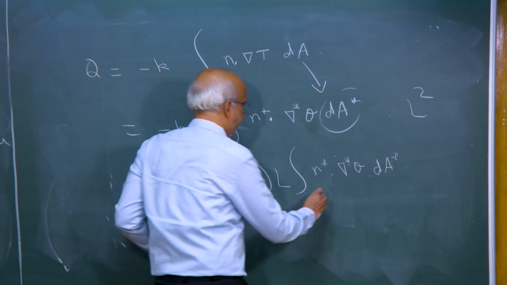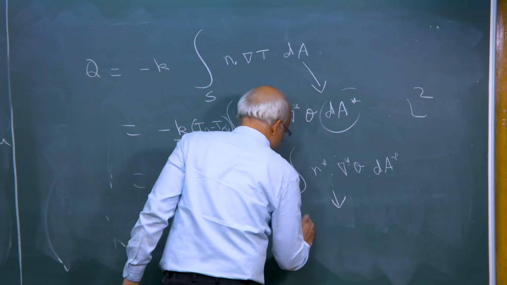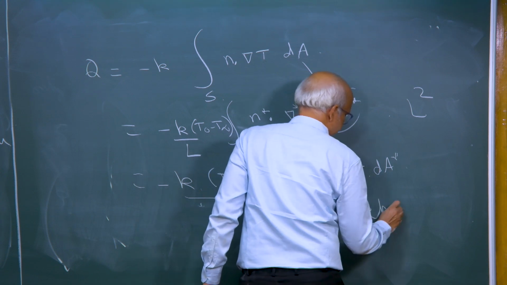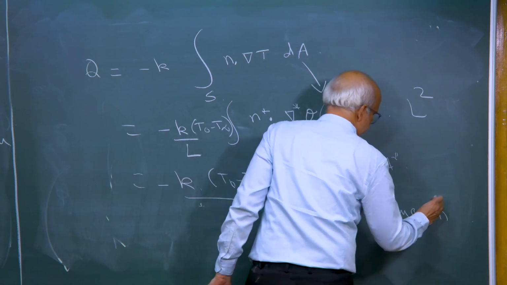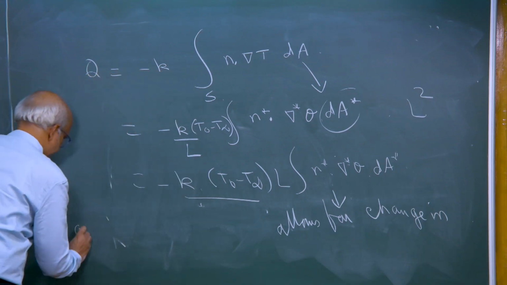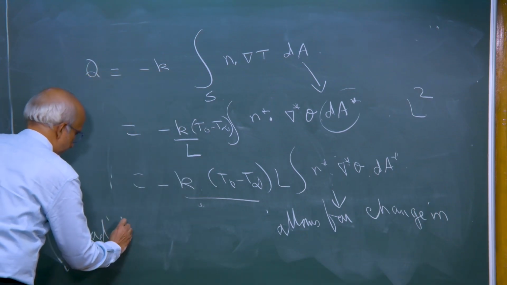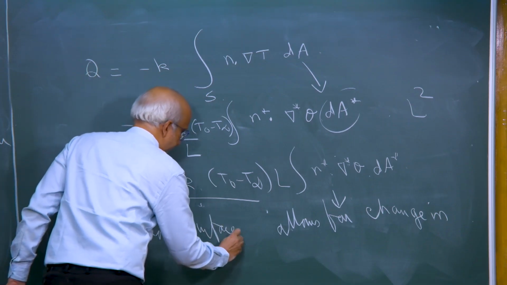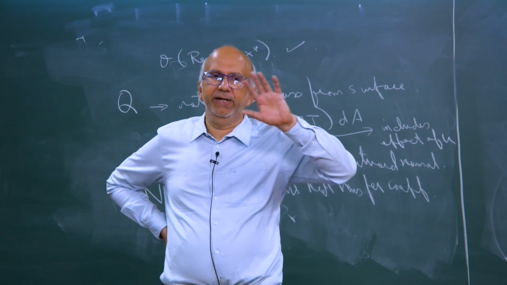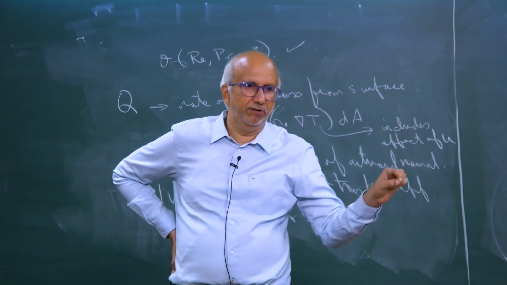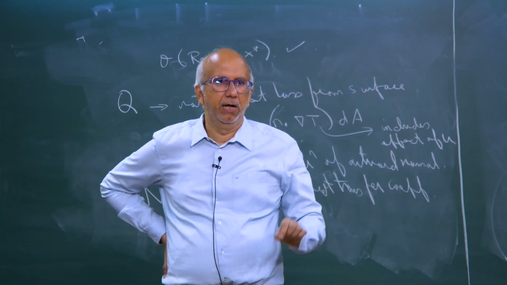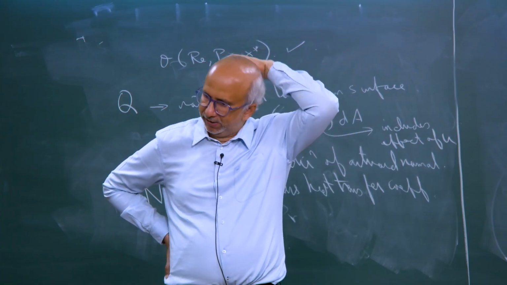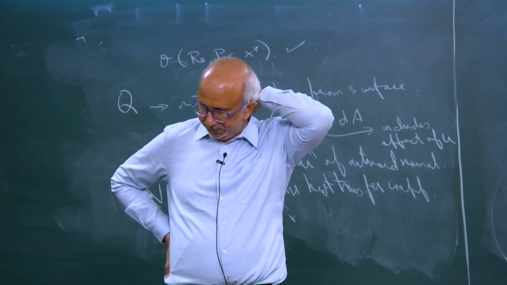So, this allows for change in the gradient along the surface. If the gradient changes at different points, you will have different gradients, different rates of heat transfer. So, right now what I have done is I have just assumed properties as constant.